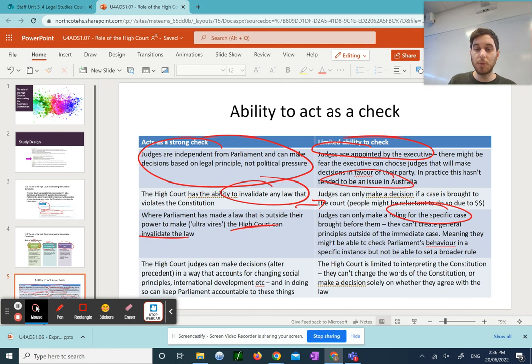And so they might be able to act as a check on Parliament in that specific case right then at that moment, but they can't set a broader rule preventing other things Parliament might do. So when Parliament does a similar thing in the future, they'd have to get brought back before the court to check again. So again, strengths and weaknesses.